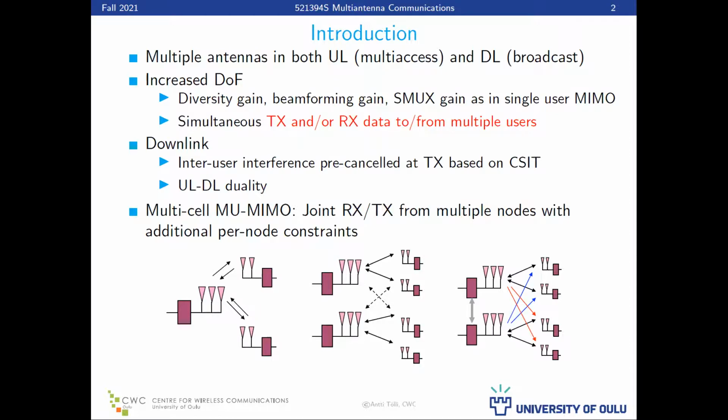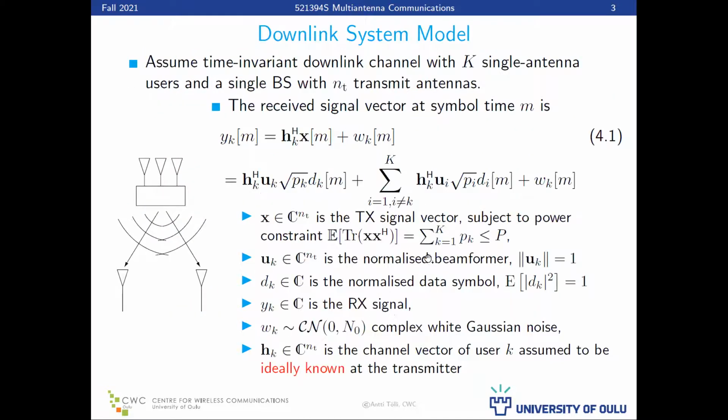So unlike in the uplink, where we cancel the interference at the receiver, in the downlink we cancel the inter-user interference, or pre-cancel it at the transmitter, based on the global CSI. The multi-user MIMO topic we will discuss in slides 6 later on. Okay, let's start with the downlink system model.